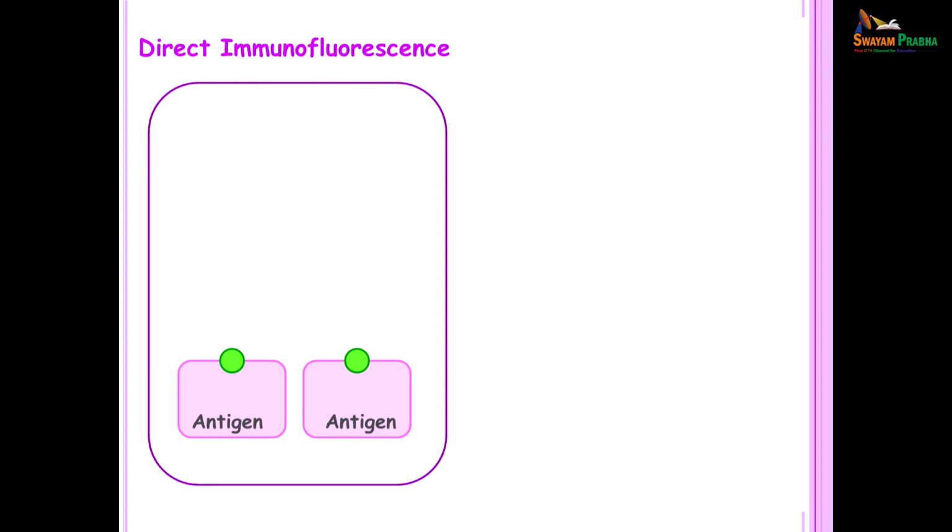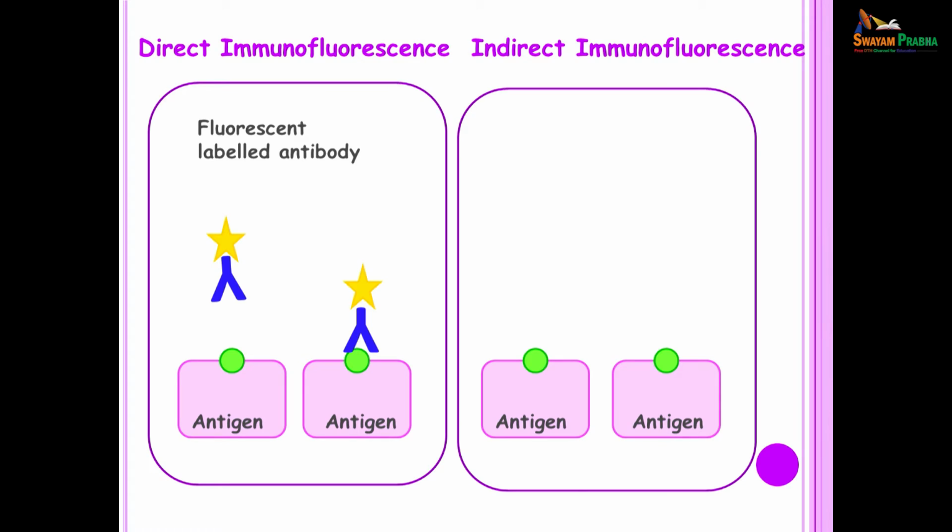Now, let us look at what a direct immunofluorescence test is. So, you have an antigen on the surface of which is present an epitope. Epitope is also what is known as an antigenic determinant. Now, when you add fluorescent labeled antibody, if the antibody is specific for that antigen, it will stick on, and after you wash the slide, you will observe it under the fluorescent microscope and you will see the presence of a dye.